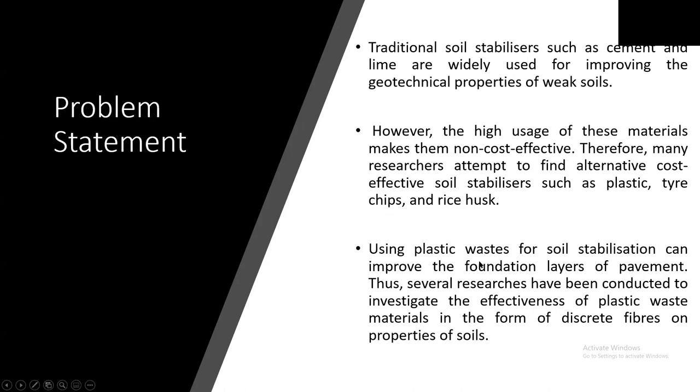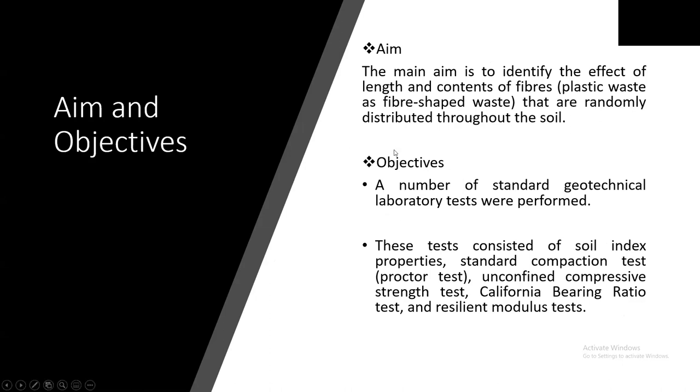Using plastic waste for soil stabilization can improve the foundation layer of pavement, and this has been shown by several researchers who studied the effectiveness of plastic waste material in the form of discrete fibers on the properties of soil. However, it's important to identify the effect of the length and content of fibers, plastic waste as a fiber-shaped material randomly distributed throughout the soil. So in this research, we are going to have a sensitivity analysis to find out the length and content of the fibers used for the stabilized soil.